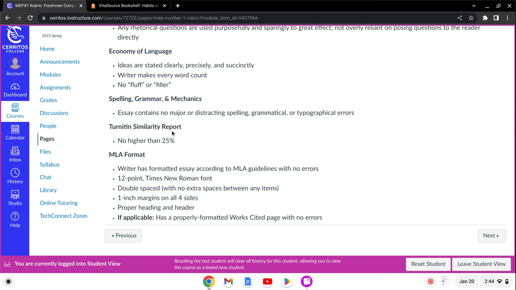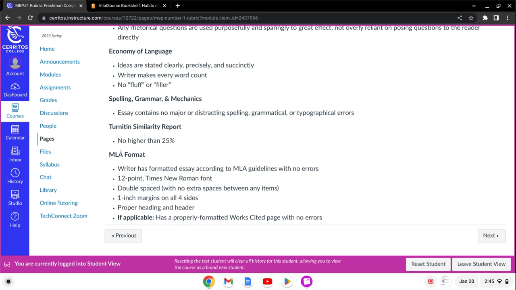Turnitin similarity report. So when you submit your drafts, the Turnitin feature in Canvas will generate a similarity report. That means all of the content that is similar to other sources, it will flag it and mark it and find it on the internet. And so if it's higher than 25%, that means that just too much of that essay is not original to you. So we want to make sure that it's just lower than 25%.